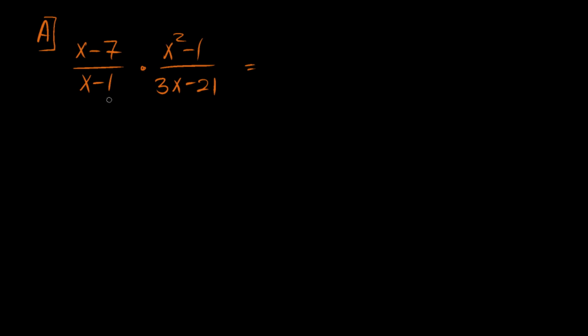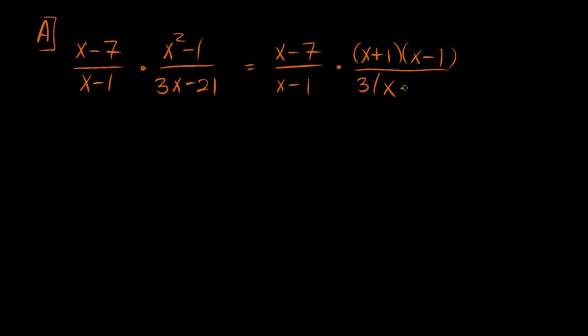This first quotient here, x minus 7 over x minus 1, there's nothing that we can factor there, so we'll leave that be. In the second quotient, we have a difference of squares in the numerator, so we're going to factor that: x plus 1, x minus 1. In the denominator here, we have a common factor of 3, so we're going to factor that out. So that's the first step. We've factored everything that we could factor. Now we're going to see what we can cancel, if we can.